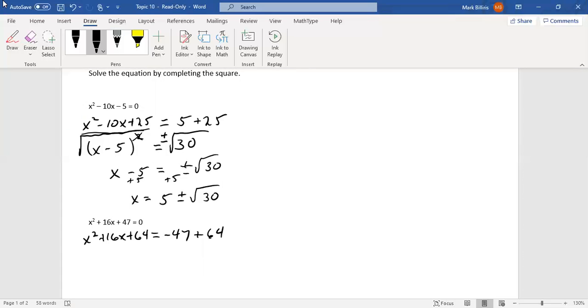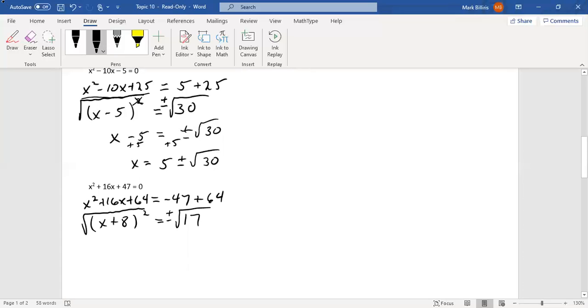Now again, we've created a perfect square trinomial, and it's going to be x, and then half the middle term, half of positive 16 is positive 8, squared, equals negative 47 plus 64, which is 17. Next, we're going to use the square root principle. So we're going to take the square root of both sides, keeping in mind we have two solutions, the positive and the negative.